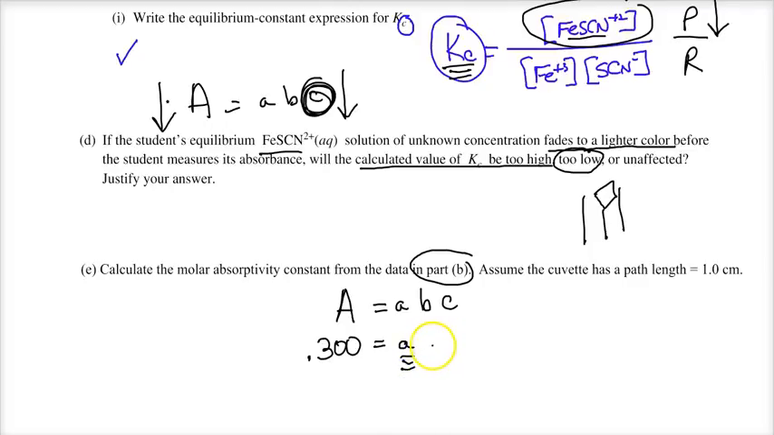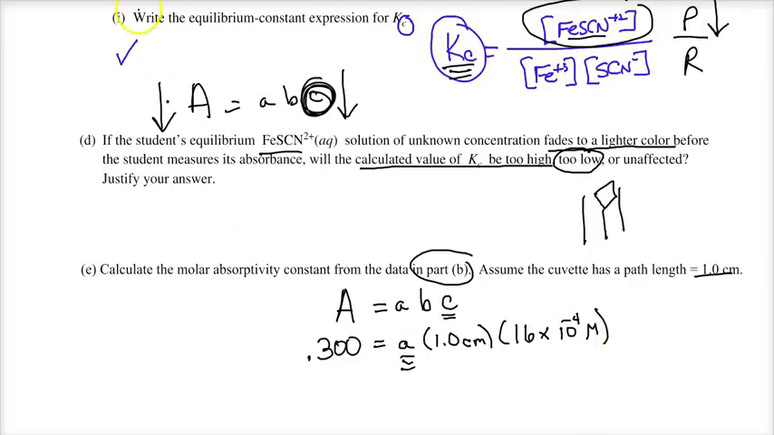b is the path length. That's the length of the cuvette the light had to travel. I'm telling you it's 1.0 centimeters, so it's multiplying it approximately by 1. And then I'm multiplying it by the concentration. Well, we know the concentration wound up being, if you do the curve better, 16 times 10 to the negative 4. And this concentration is molarity.